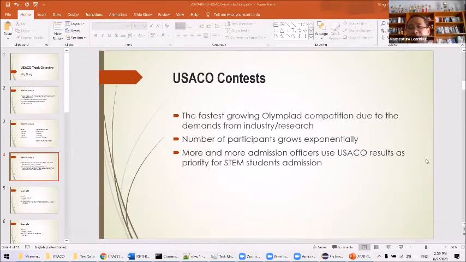I would not be surprised if in 10 years the number of students taking the USACO contest is bigger than the number of students taking the USAMO Math Olympiad contests. Because in the next 10, 20 years, the demand in big data, we have a lot of data to be processed, a lot of data mining, a lot of artificial intelligence. The demand is just there.